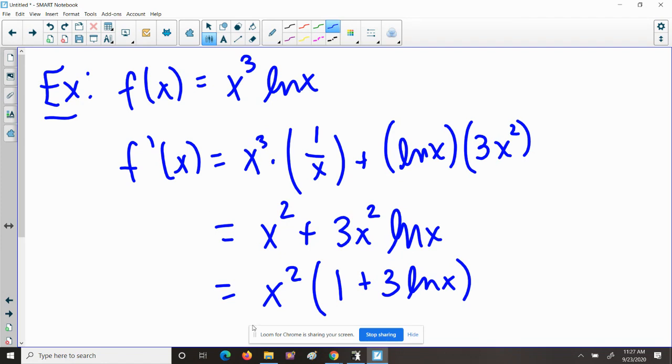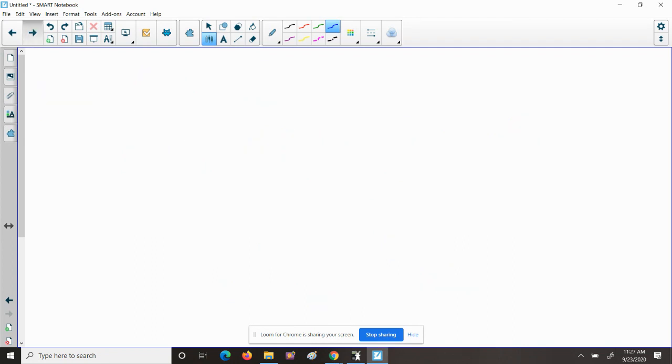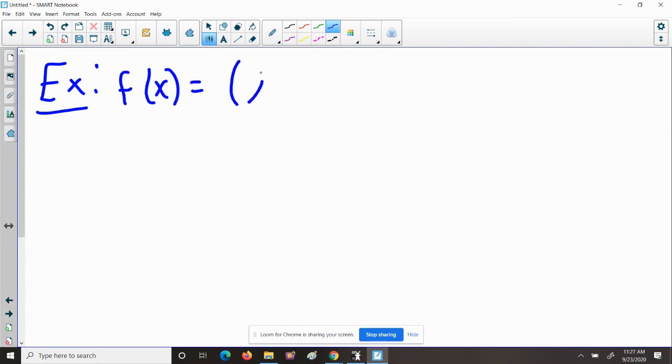Okay, let's try maybe one more. Let's do another one where we're using one of our other rules. What if we have, let's come up with something else, something like this? So let's say we have natural log of x, all squared.